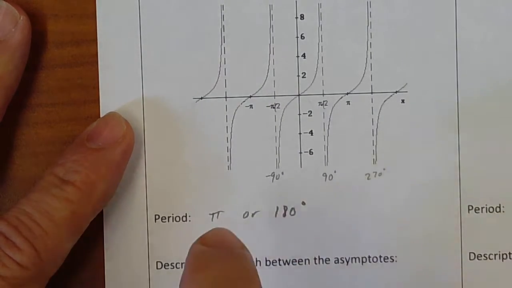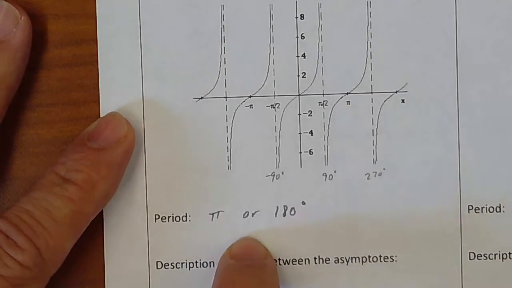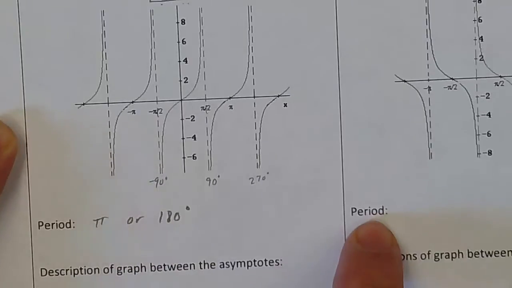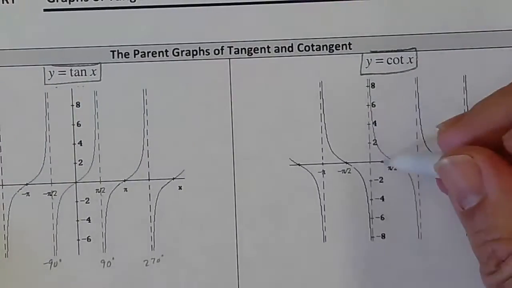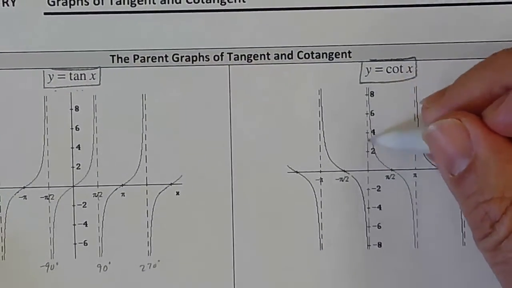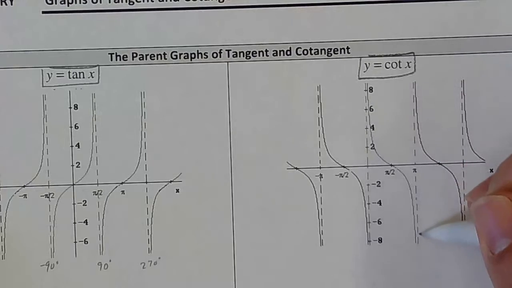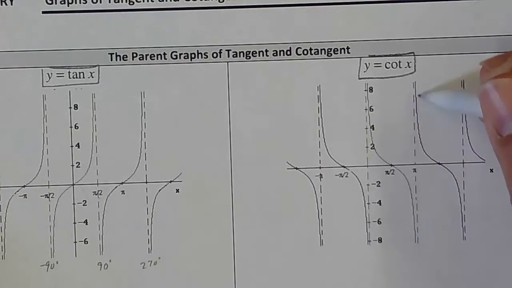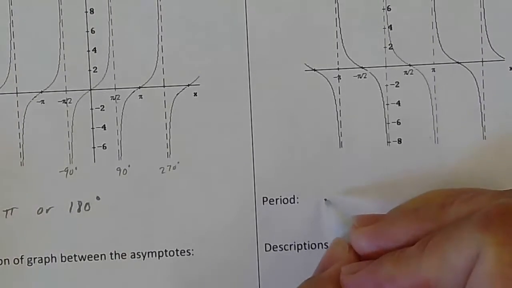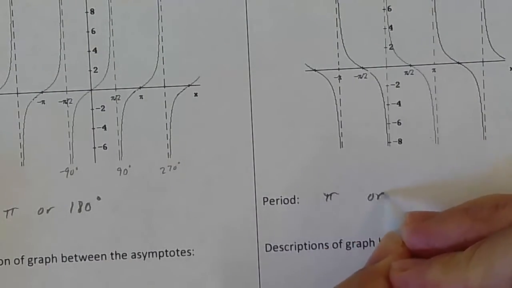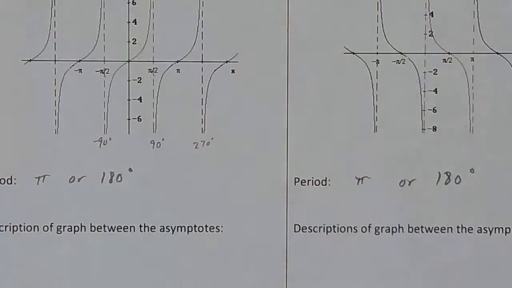That is something you really got to look out for and make sure you commit to memory very soon. Same thing for cotangent, even though it's decreasing. Look at where this first asymptote is at 0, and then once it gets to pi, or 180, it repeats itself again. So pi, or 180 degrees.